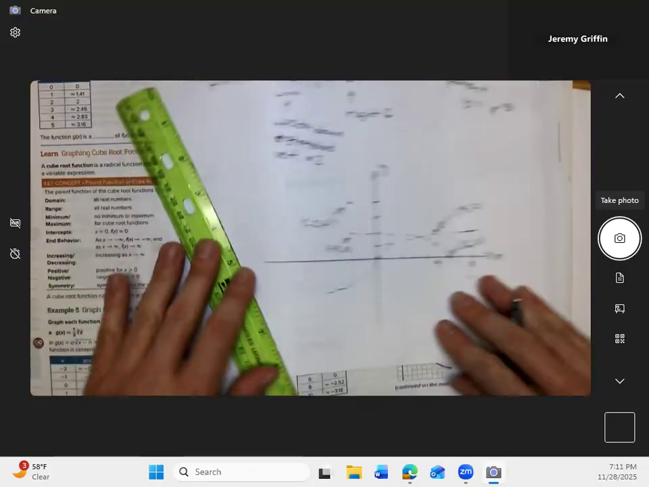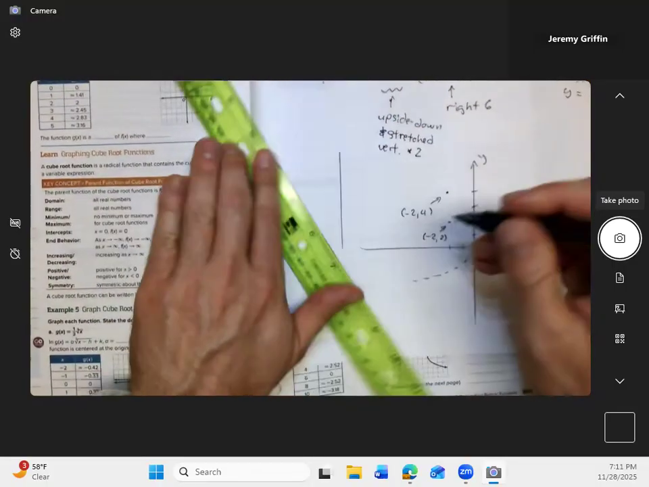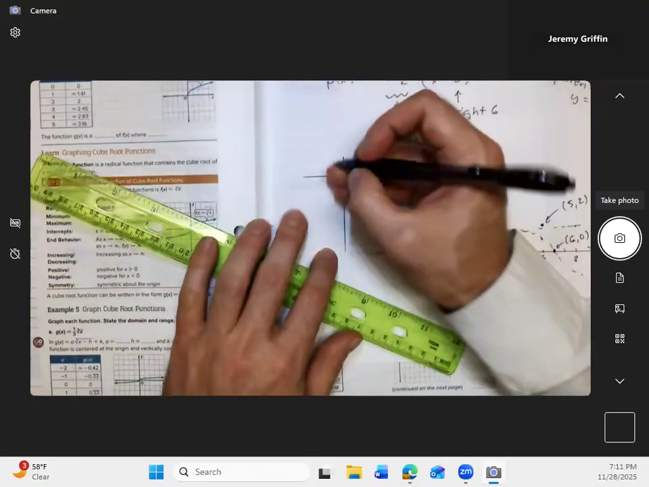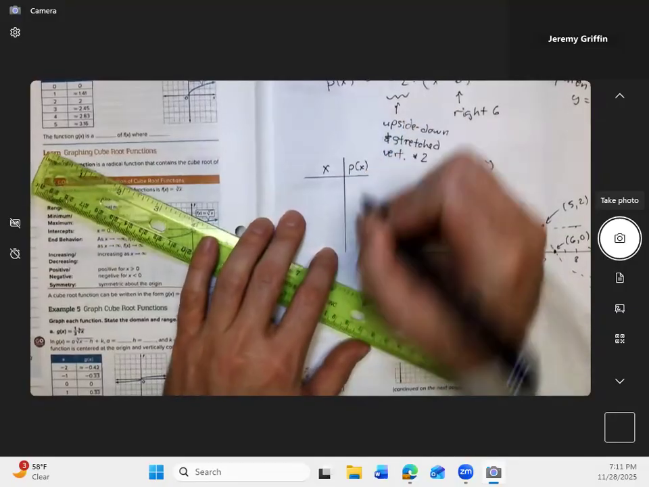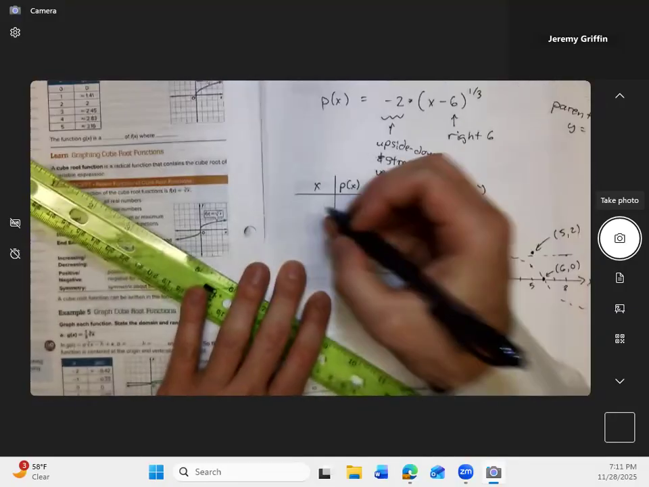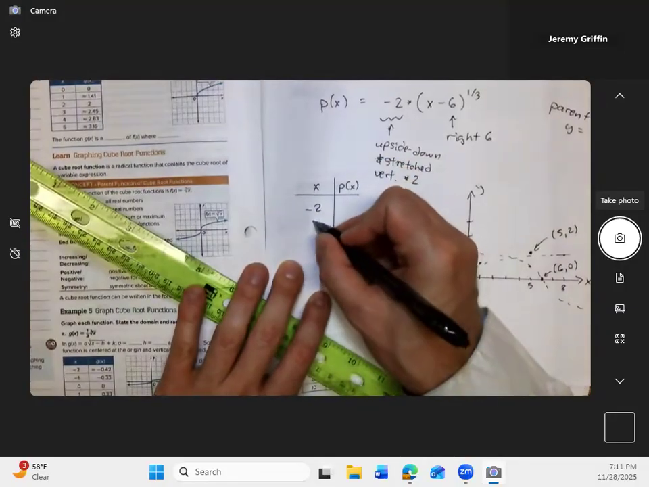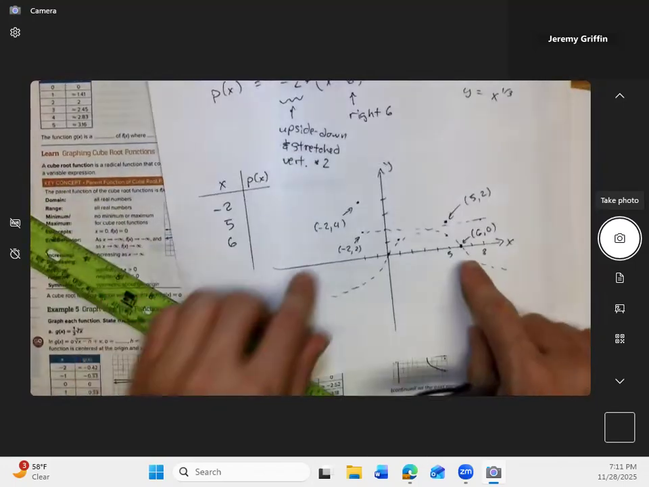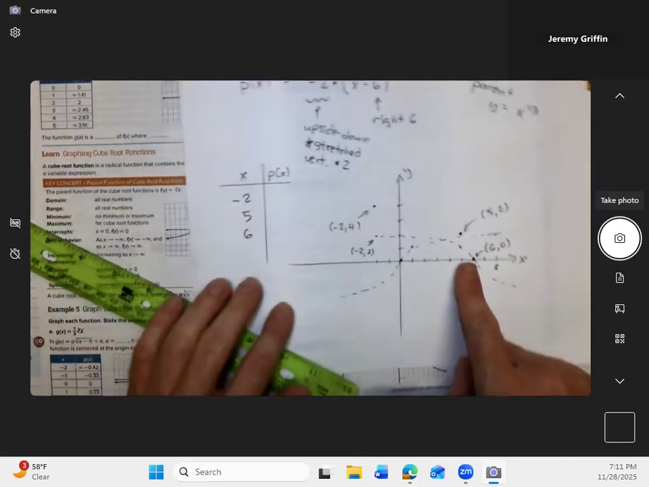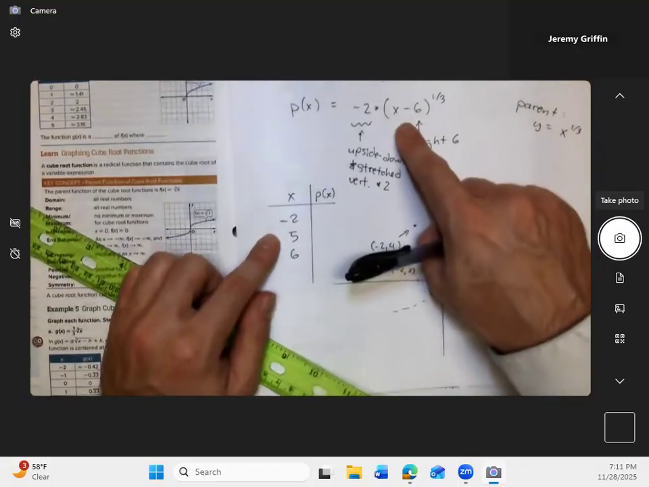Okay. Let's see. Remember, you could have always made a table from the start. You could always do that too. So x and p of x. So I just claimed 4 for negative 2, 2 for 5, and 0 for 6. Right, that's these I got labeled right here. Okay. So what if I just plug them straight into the function?